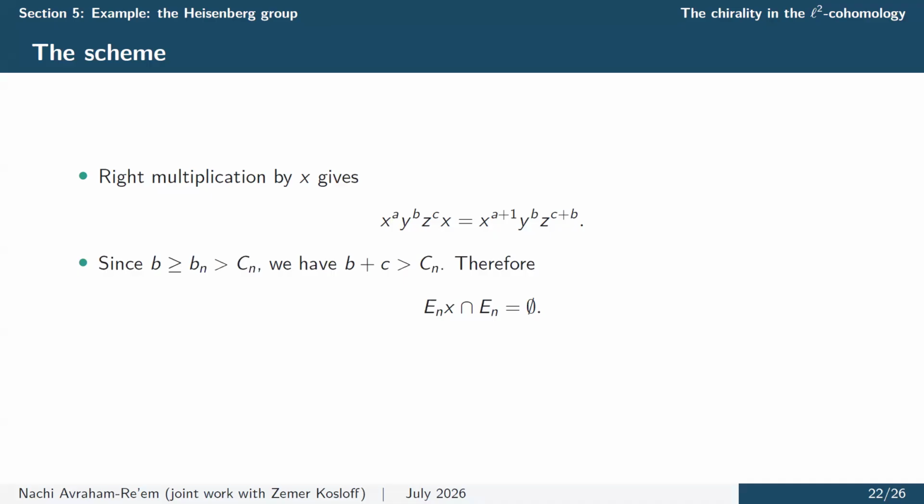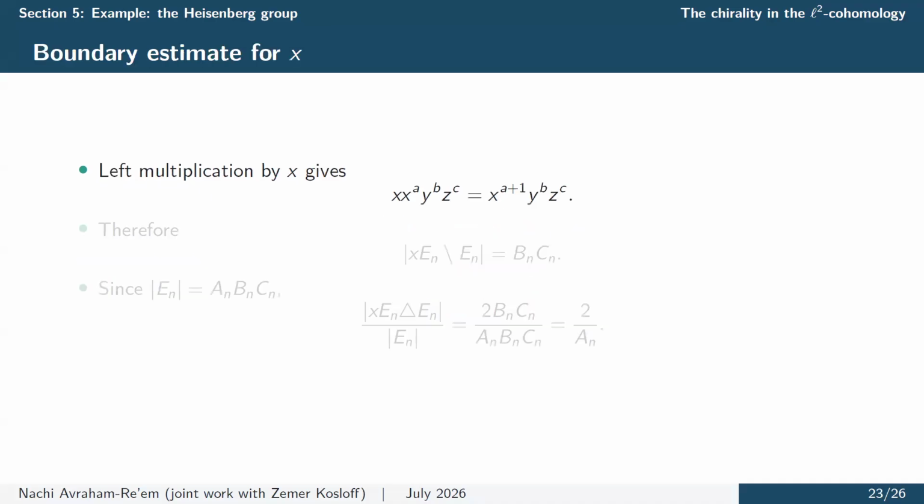However, the very same set multiplied from the left has much more overlap. Why? Let's see, for example, multiplication by x, that's the simplest one. You just add 1. When I multiply an element x^a, y^b, z^c by x from the left, then you just add 1 to the power of a. This is kind of negligible. It doesn't add much to the boxes. And you have this kind of approximation.